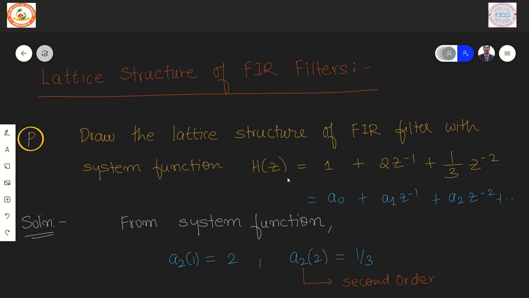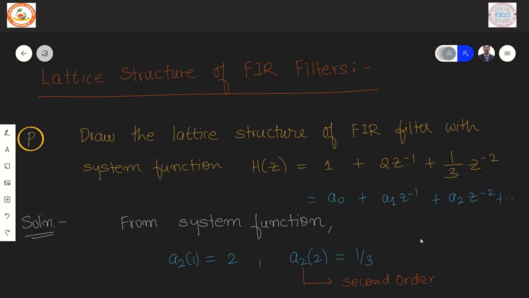Now, the given system function can be compared with the general system function of FIR, and we can obtain the coefficients to be A0 equal to 1, A1 equals 2, A2 is equal to 1 by 3. From this we observe that the highest power is minus 2, or the order is 2.